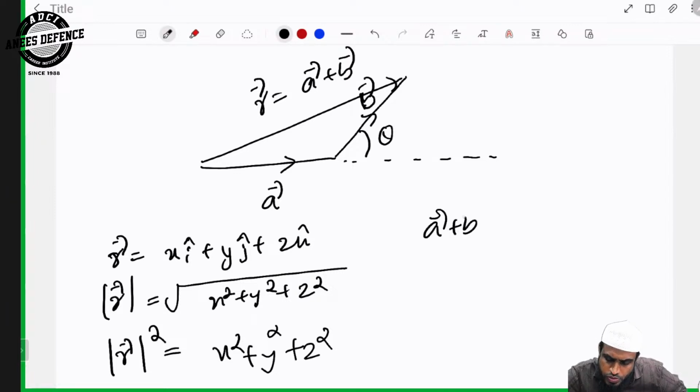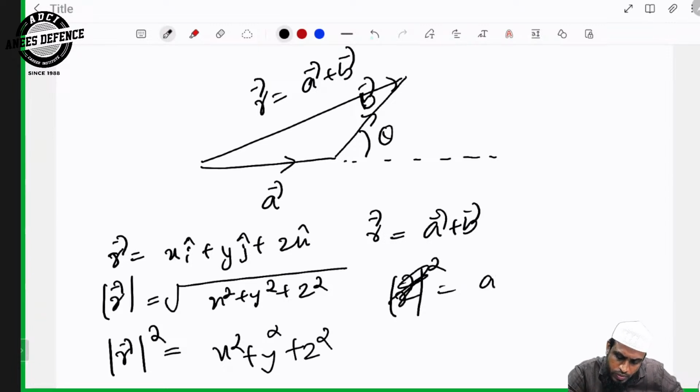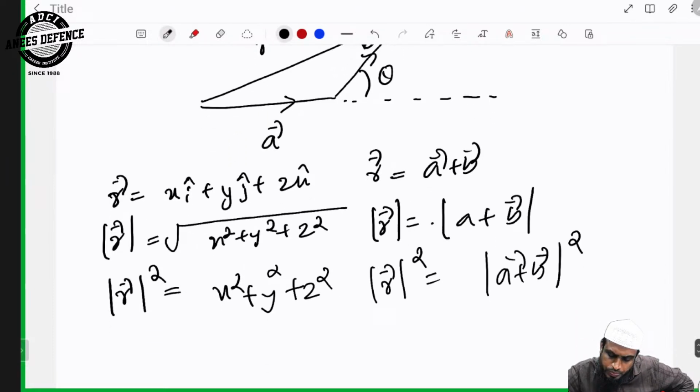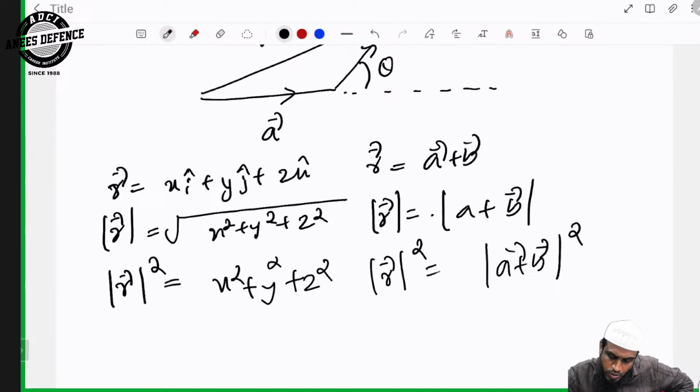Similarly, A plus B is the resultant vector R. R is equal to A plus B. Therefore, the magnitude of R is equal to the magnitude of A plus B. So the magnitude of R square is equal to the magnitude of A plus B square. So this you are getting.